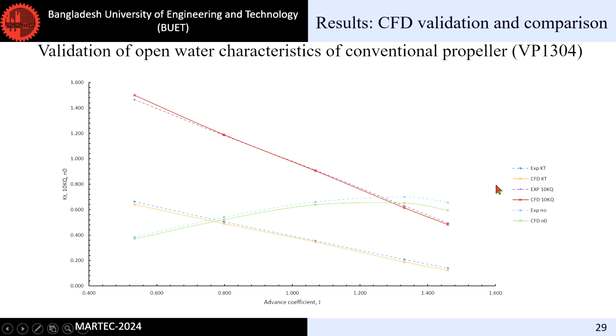As the advance coefficient increases, the resistance of the propeller increases as well. This results in a smaller value of thrust, which is more susceptible to error. Because we're doing a comparative analysis, we deem this level of accuracy acceptable.